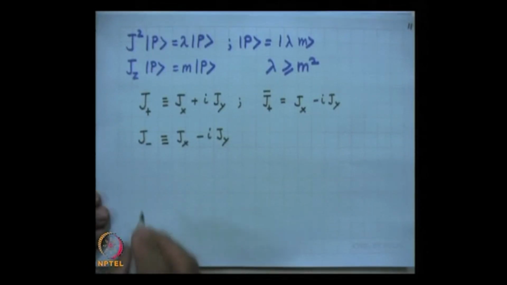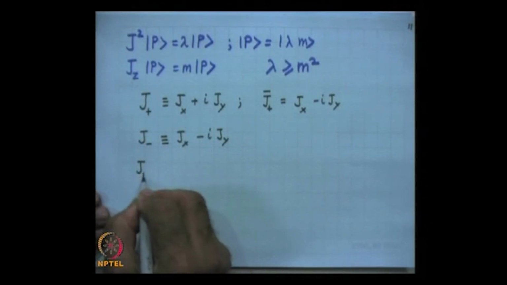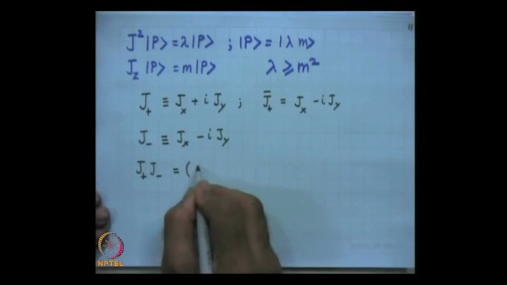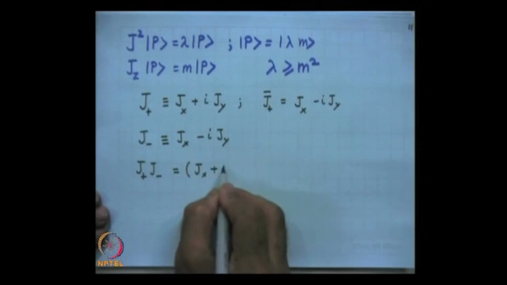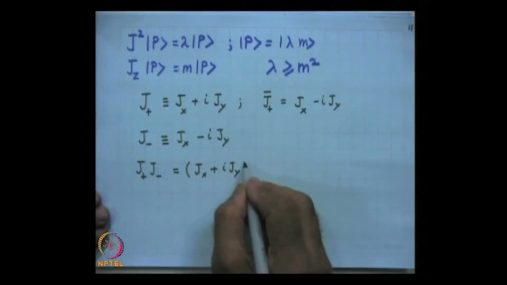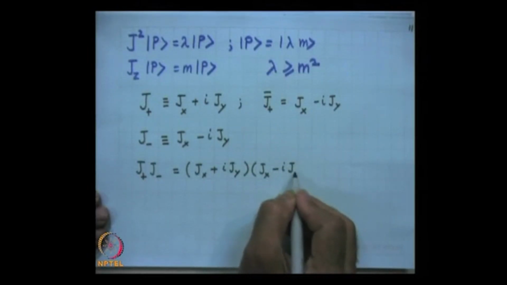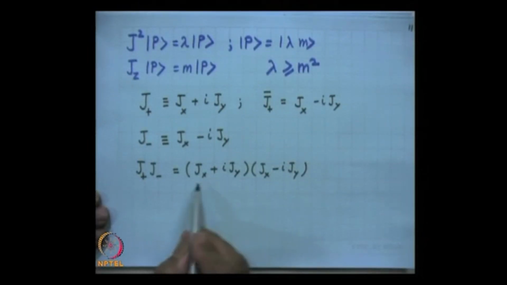So, for example, j plus j minus is equal to, you have to be careful, (j x plus i j y) into (j x minus i j y). Now, on the first side you will say this is a plus i b and this is a minus i b. So, if I multiply these two out, I will get a square plus b square, but that is not correct. We have to be very careful in multiplying in proper order.